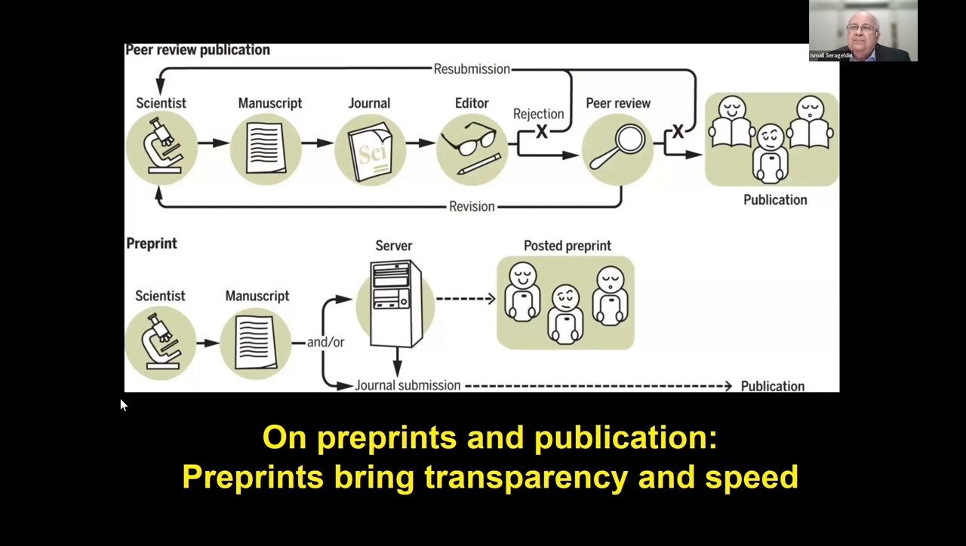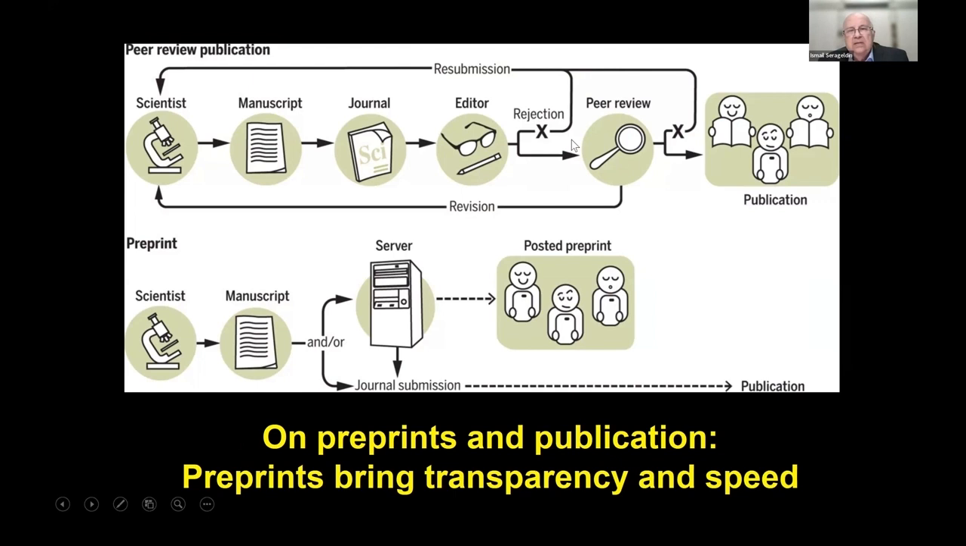This is the current situation right now. You have a scientist who produces a manuscript, who sends it to a journal, and then the editor can reject it, in which case the scientist has to start all over again, or send it to peer review, and the peer reviewers then comment to the scientist, who then submits it again until it comes out in publication.